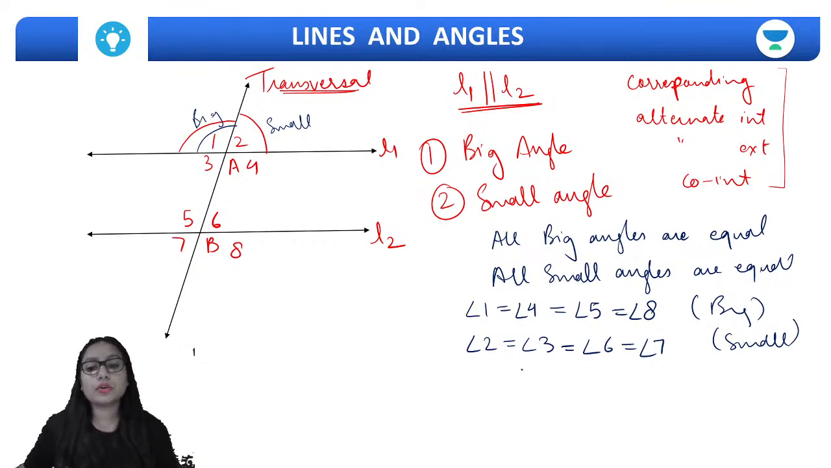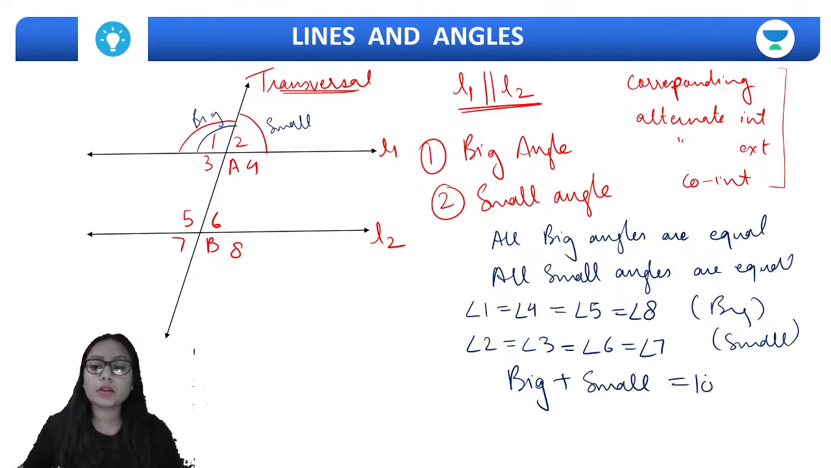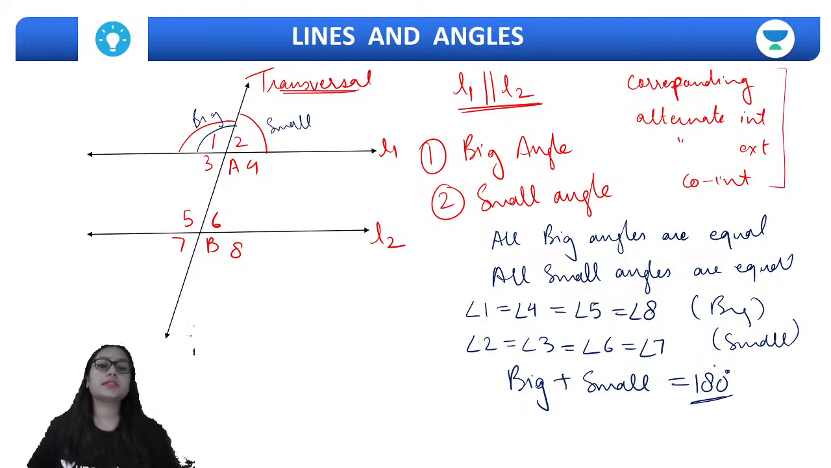Also you have to remember that any big angle plus any small angle is always equal to 180 degrees when a set of parallel lines is intersected by a transversal. So now if I ask you, what is the sum of angle 2 and angle 5?